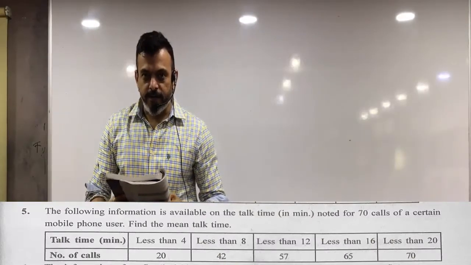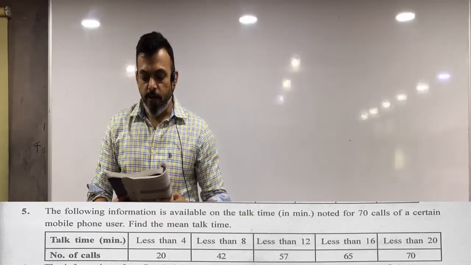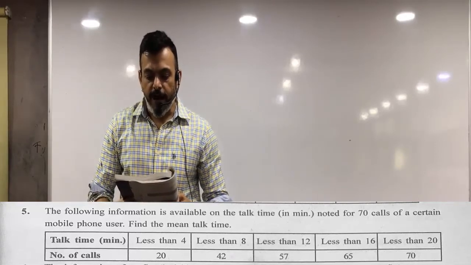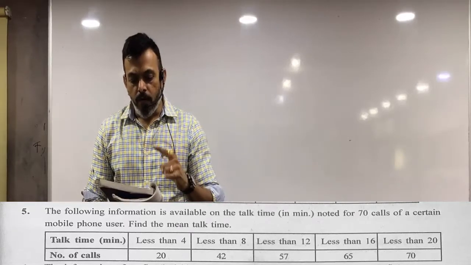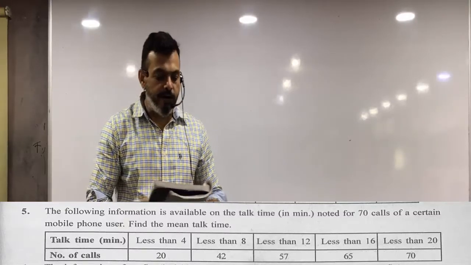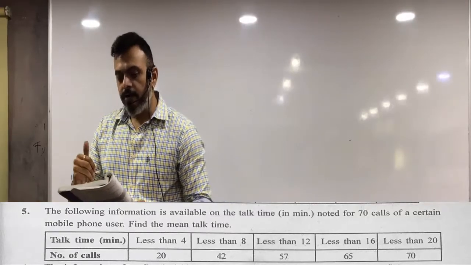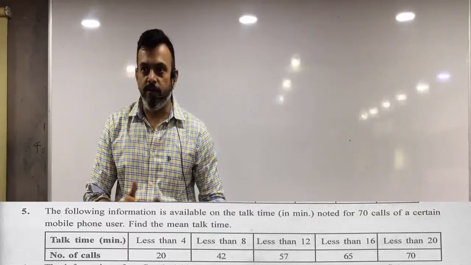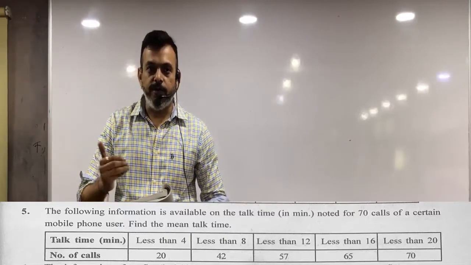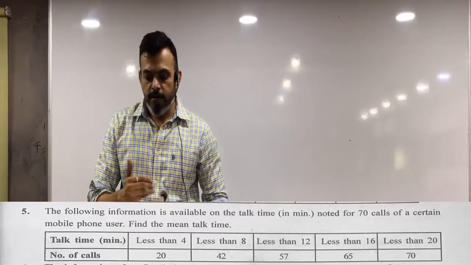The following information is available on the talk time in minutes noted for 70 calls of a certain mobile phone user. Find the mean talk time. Now, talk time is given less than 4, less than 8, less than 12, less than 16, less than 20, and number of calls are given 20, 42, 57, 65 and 70. What type of data is this? It is a less than type. Now, we have to first convert from less than type into normal, and then we have to find the mean.